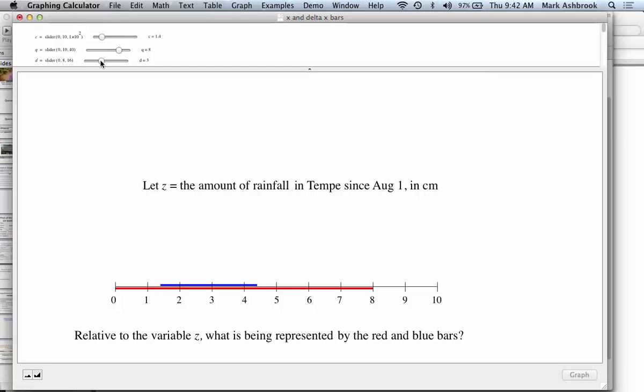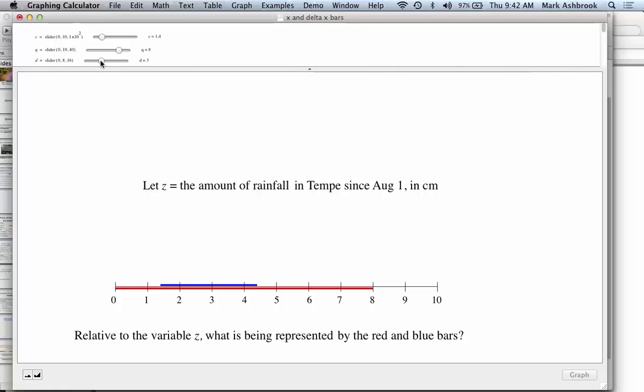So what does the blue bar represent? If the red bar is showing that since August 1st, we had 8 centimeters of rain, it's the current value of Z, then what does the blue bar show? I'm just asking you to guess. It's still on the scale for Z, right? This is the Z scale. This is the quantity Z, the amount of rainfall. It's not a new quantity. So what does that blue bar represent relative to the quantity Z?